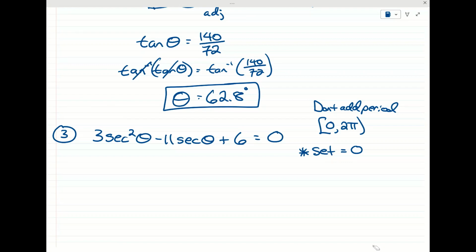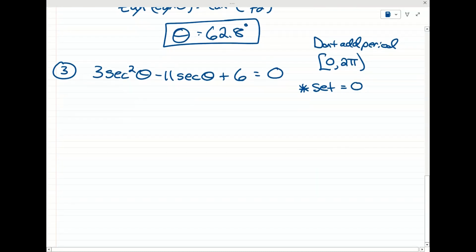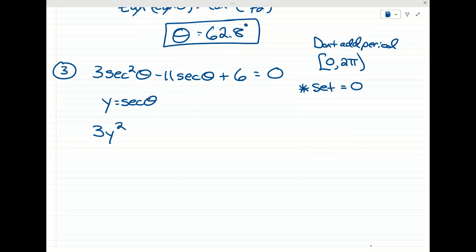Well, for a problem like this, the way we talked about doing it in class is we can make a substitution. So this is an easier to factor trinomial. Instead of secant, we could just put y. So this just turns into 3y squared minus 11y plus 6 is equal to 0. That's a little bit easier to work with.